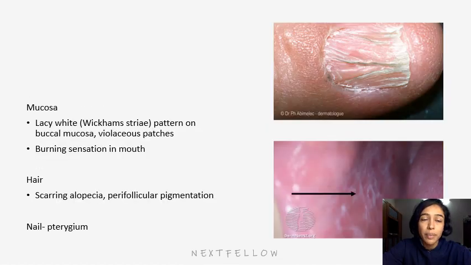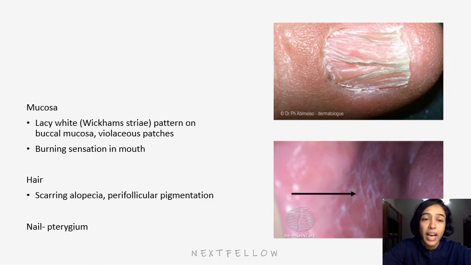On the mucosa, you classically see Wickham's striae. This is usually seen on the buccal mucosa, and Wickham's striae is basically a lacy whitish pattern on the buccal mucosa. You can also see violaceous plaques of lichen planus sometimes. Patients may have a burning sensation in the mouth. That is one symptom of oral lichen planus.